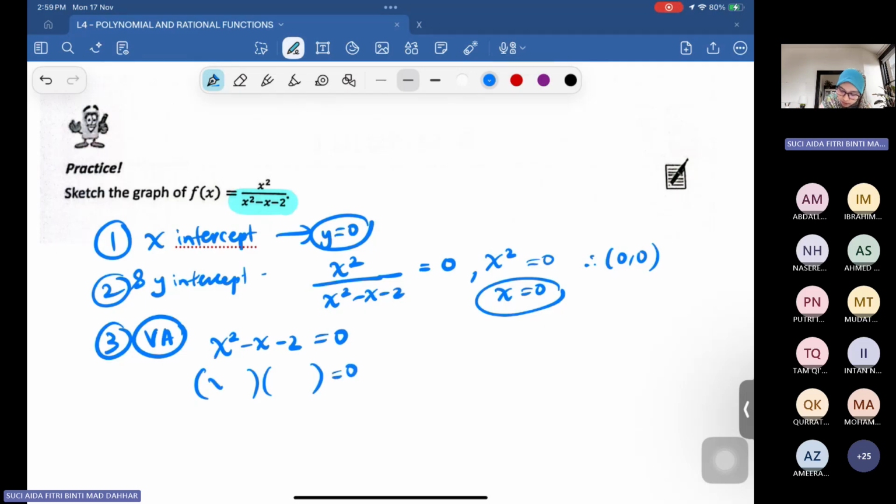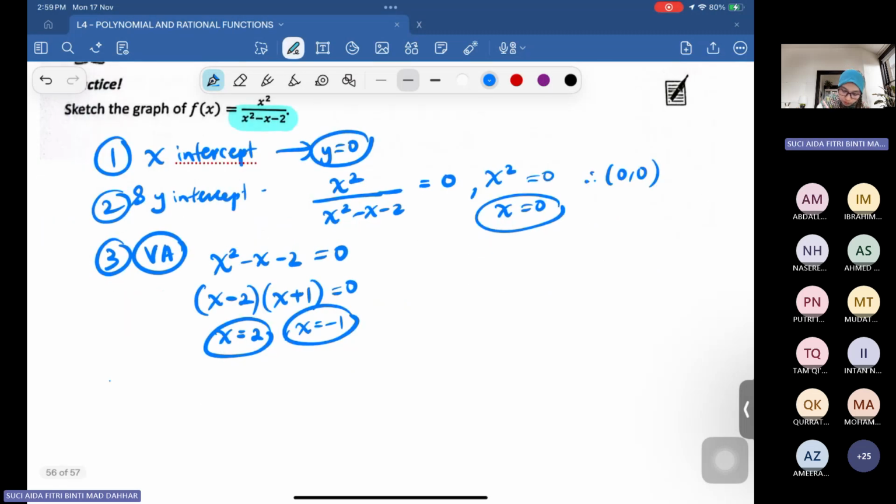Can this be factorized? x, 2, 1. What is the sign? Negative 2, positive 1. Correct? Then you would have two vertical asymptotes, one at 2, the other one at negative 1. So there are two vertical asymptotes.